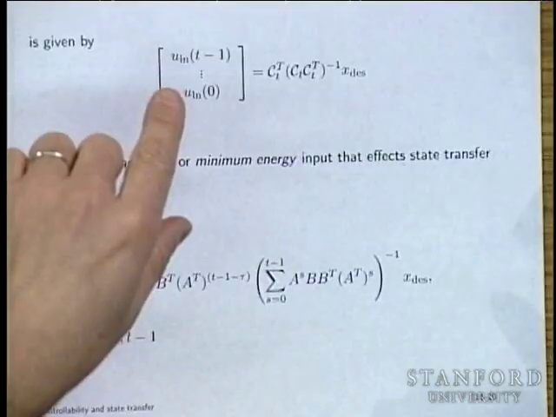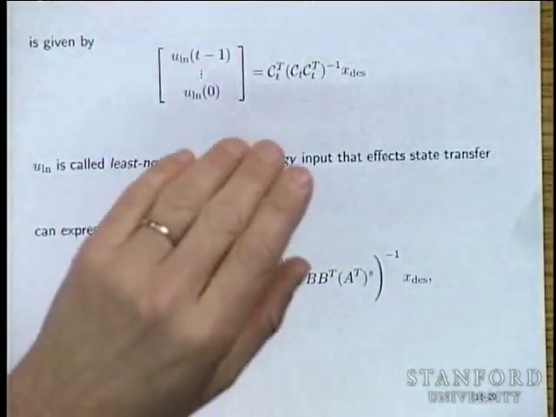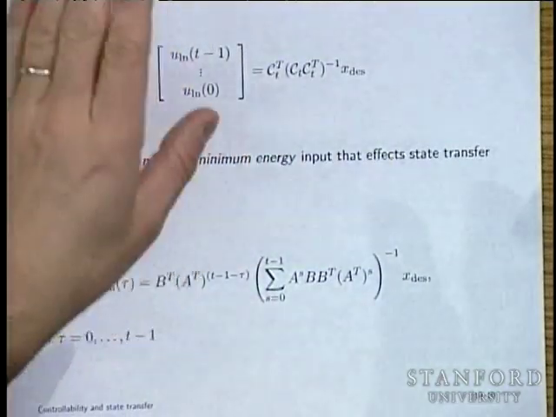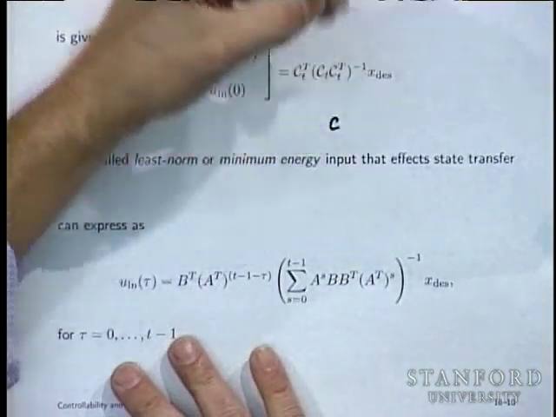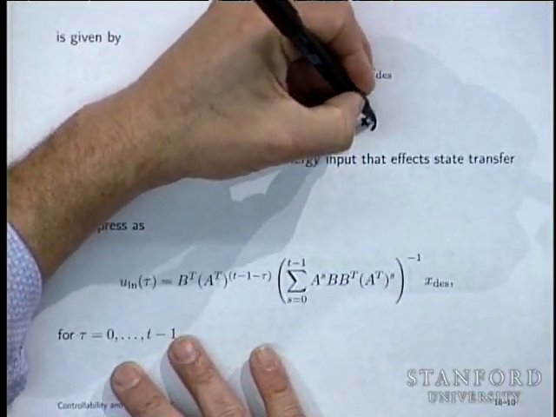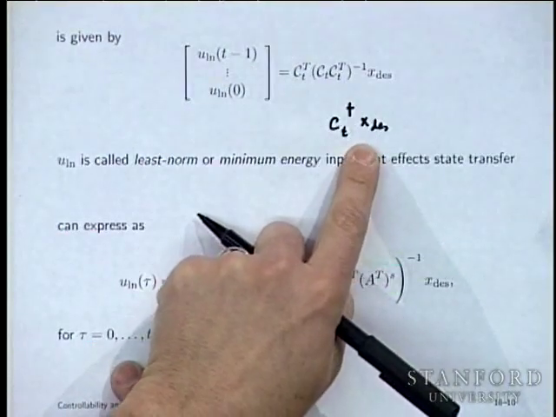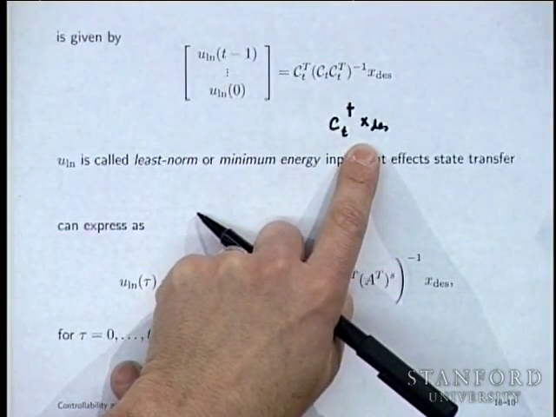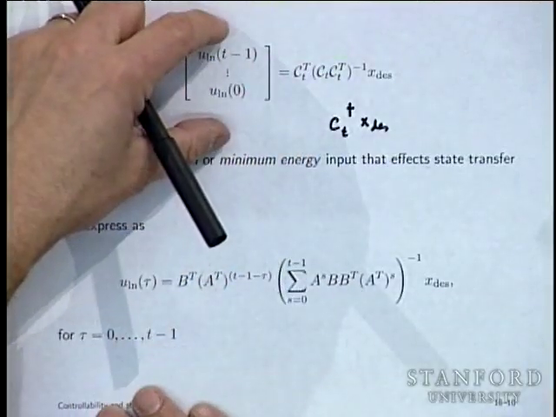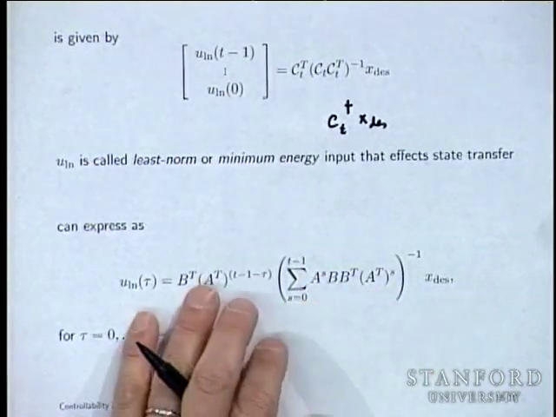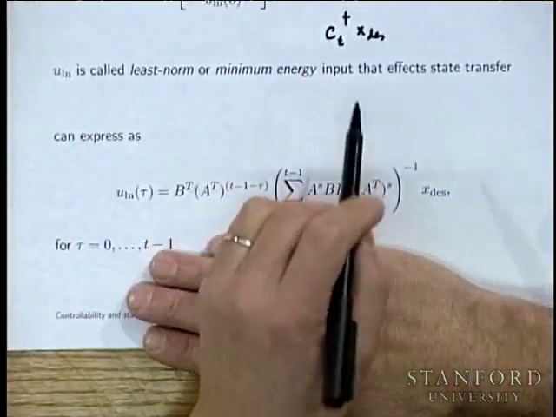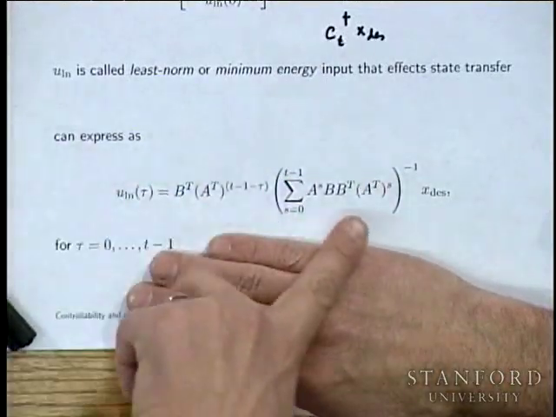So then the person says, I know, I want you to hit this specific point. You check if the point is in the range. If it's in the range of CT, you say, okay, I can hit it, and now I'll give you the minimum energy control that hits it. And the answer is embarrassingly simple. It's just this. It's CT dagger times x desired. That would be the minimum energy input. And that's, of course, stacked backwards in time over here. That would give you the minimum energy input in a case where the system is not controllable. Okay. But in the case where it is controllable, C dagger is, in fact, this thing here.